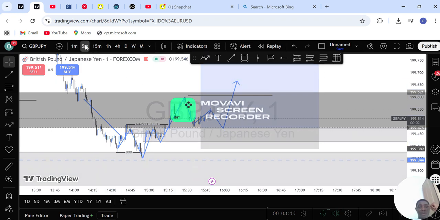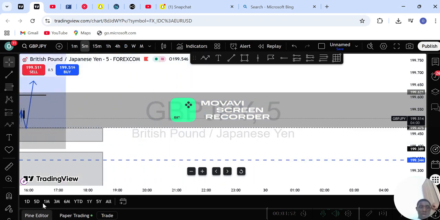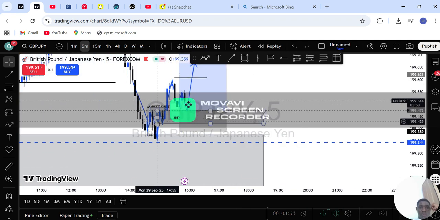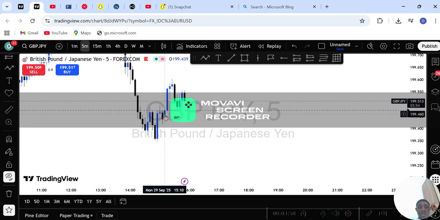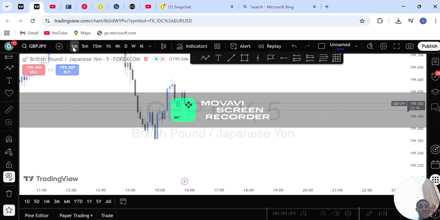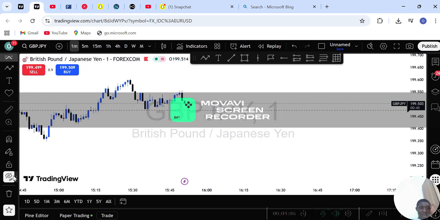Because if you go to our 5-minute time frame, if you look at this candle, you can look at this singular candle, just one candle. The price has not pulled back to that one candle. The possibility is that the price will pull back to it first and continue buying. So this is my trade idea.